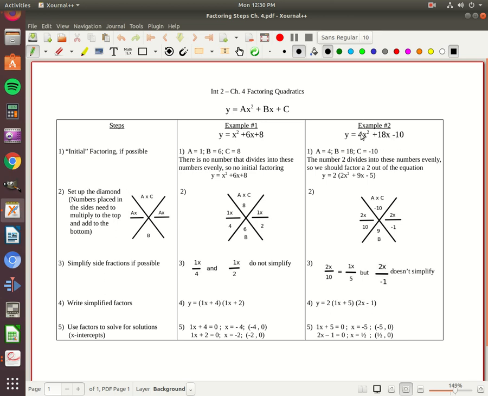The first thing that we're going to do is recognize that our a is 4, our b is 18, our c is negative 10. And we're going to try and initially factor. Well, hopefully we recognize that 2 will go into these numbers evenly. So I'm going to take a 2 out. And if I take a 2 out, I'm going to get 2x squared, right? 4 divided by 2 is 2. 18 divided by 2 is 9. And 10 divided by 2 is 5. Obviously, that x squared stays, that x stays, and that stays a negative.